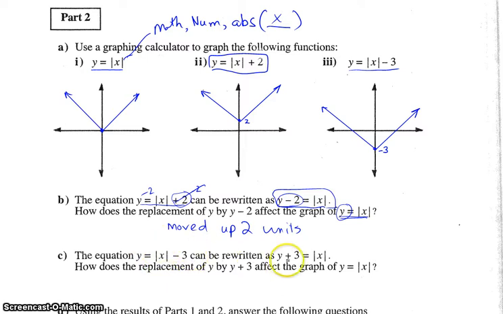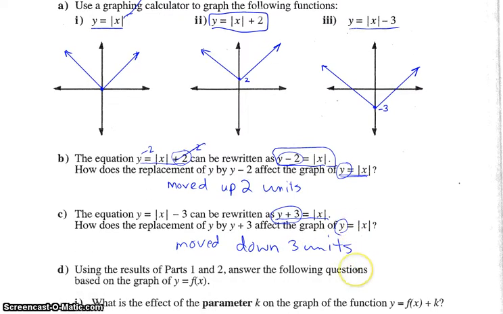Okay, now the next one, y equals absolute value of x minus 3. Again, we can add 3 to the other side, so our equation looks like this. Comparing, y must have been replaced then with y plus 3, and we get this graph here, and our graph moved down 3 units. Okay, moved down 3 units. That's pretty consistent with what we saw in the first part of our investigation.